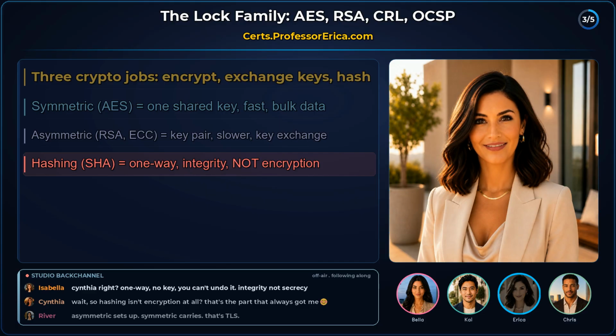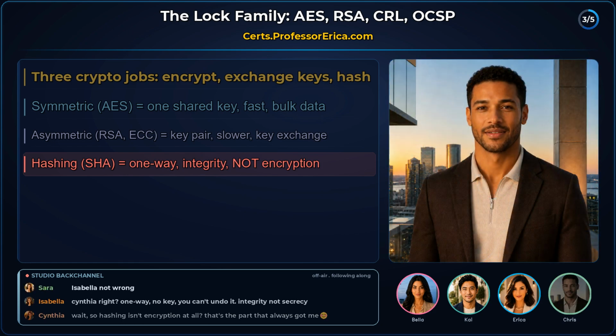And that second part has its own acronym the exam loves: non-repudiation. Because only your private key could have made that signature, you cannot later deny you signed it. Hashing gives integrity, the private key gives non-repudiation, and together they are a digital signature. That is the whole sentence to memorize.